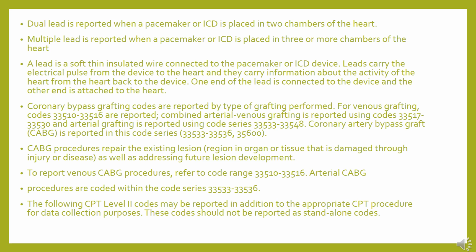Coronary bypass grafting codes are reported by type of grafting performed. For venous grafting, codes 33510-33516 are reported. Combined arterial venous grafting is reported using codes 33517-33530, and arterial grafting is reported using code series 33533-33548. Coronary artery bypass graft, CABG, is reported in this code series 33530-33536.